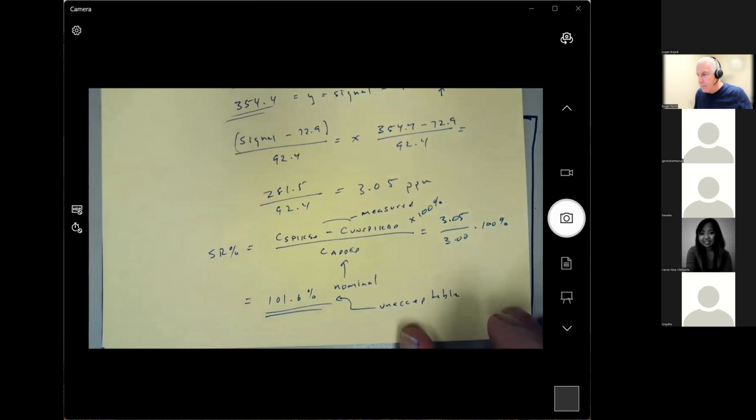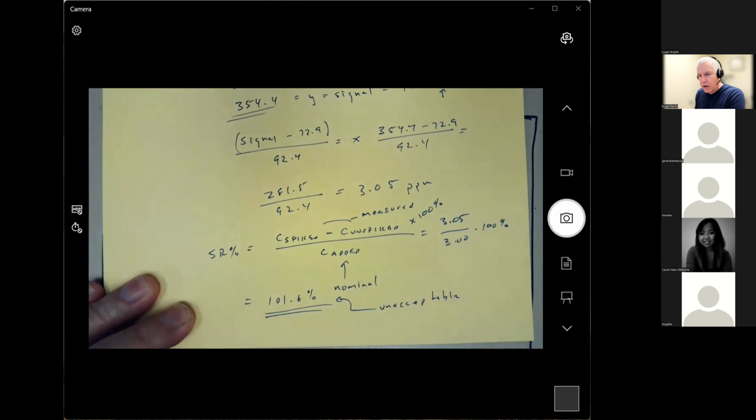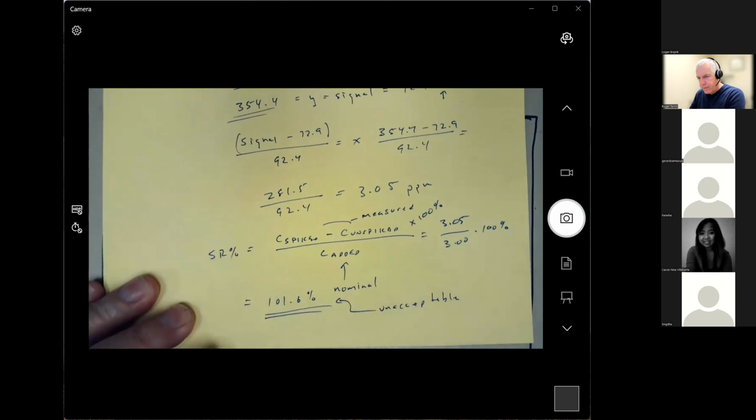So this is one example of how to compute a spike recovery, and in this case, compare it to an imposed criterion for acceptability, right? And so this is what we just did up here.